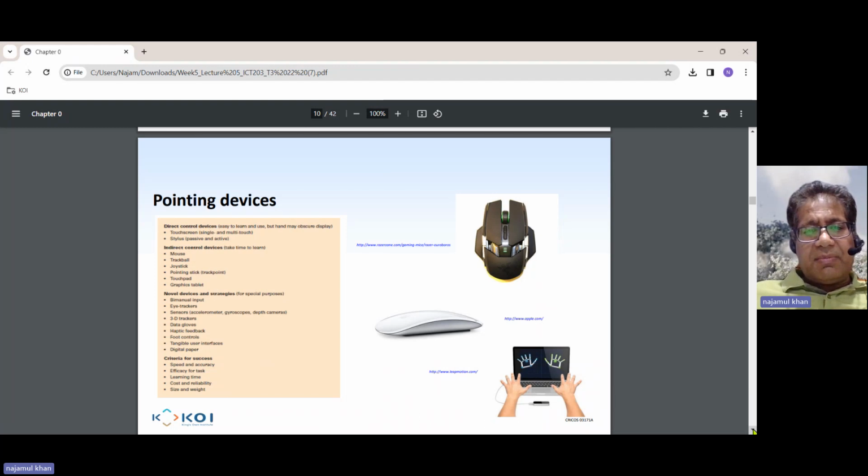So the measurement depends on accuracy, plus speed. We're talking about efficiency. We're talking about learning time, how quickly it is learned. We're talking about cost and reliability factor. And we're also talking about size and weight, because of course you can't make something too big or too massive to handle. So these factors are important, which ensures that they are successful.